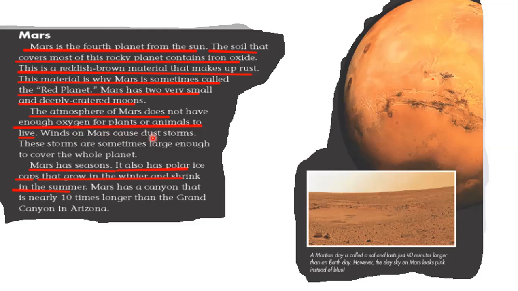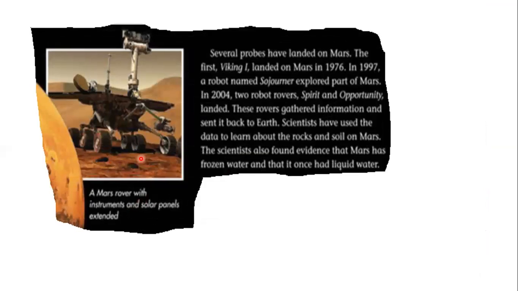Winds on Mars cause dust storms. Now, Mars has seasons. It also has polar ice caps that grow in the winter and shrink in the summer. Mars has a canyon that is nearly 10 times longer than the Grand Canyon in Arizona. This is a Mars rover with instrument and solar panels extended. Now, several probes have landed on Mars.